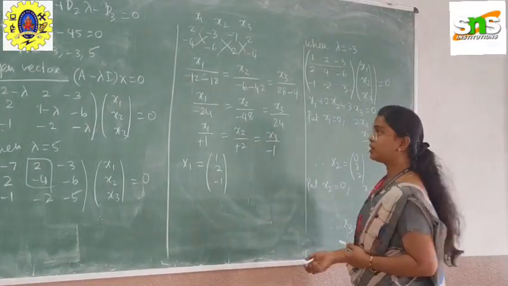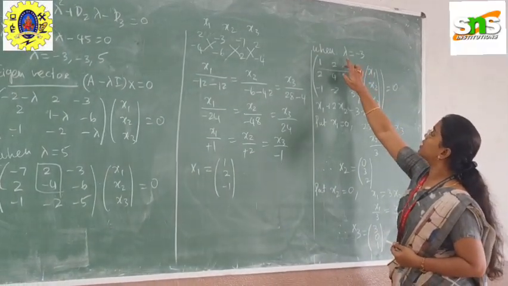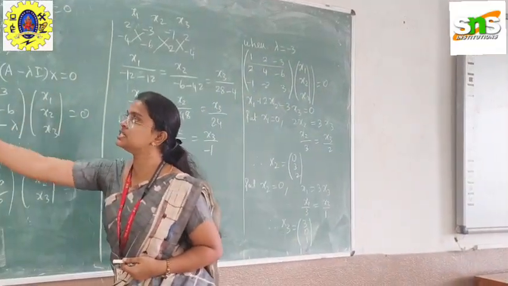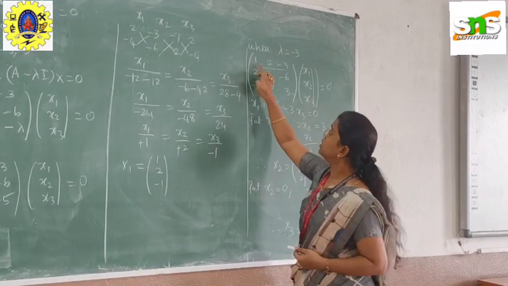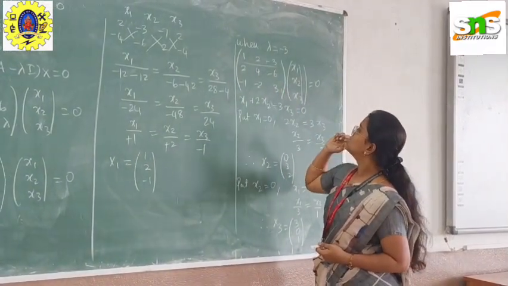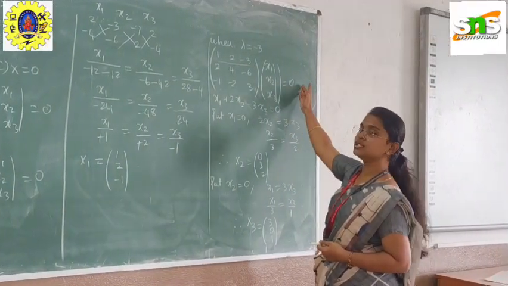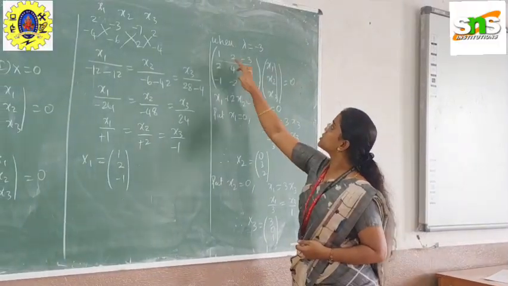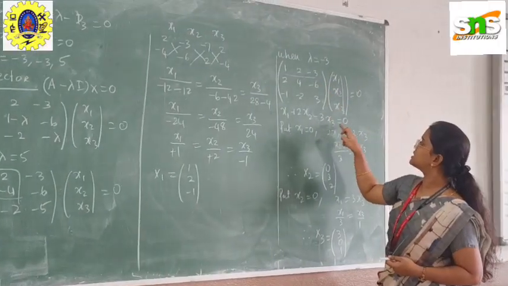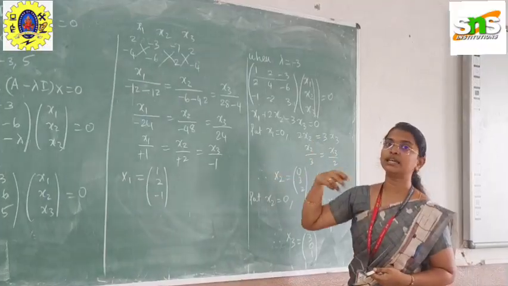Then I am going to find the second eigenvector, for which the eigenvalue lambda is equal to minus 3. I am substituting the lambda value minus 3 in this matrix. I am getting 1, 4, 3 as the main diagonal elements. Then I am going to multiply the first row and first column and equate it to 0. So I am getting 1 into x1 will be x1, plus 2 into x2 will be 2x2, minus 3x3 is equal to 0. Here the eigenvalue is repeated.